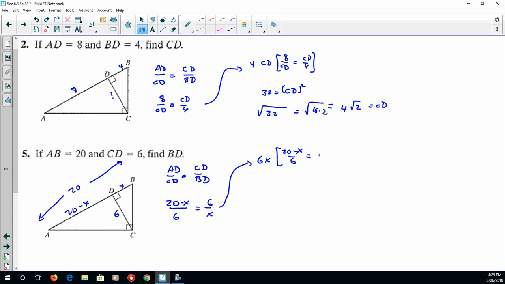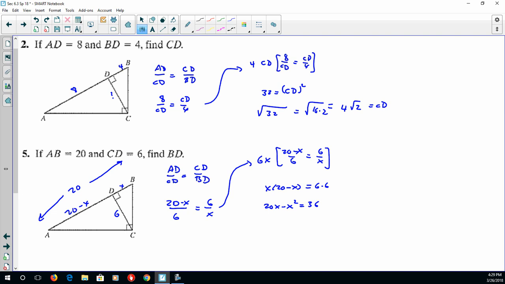And again, I'm abusing notation. I should write this down on both sides here. But when I multiply the left, the 6's cancel. I have X times 20 minus X. When I multiply 6X times 6 over X, the X's cancel. I have 6 times 6. 20 minus X times X equals 36.